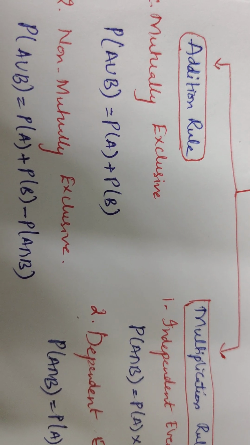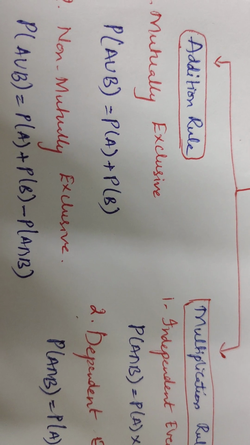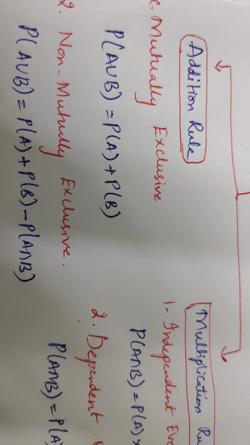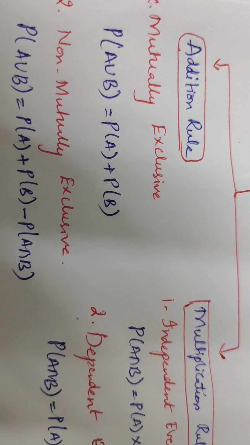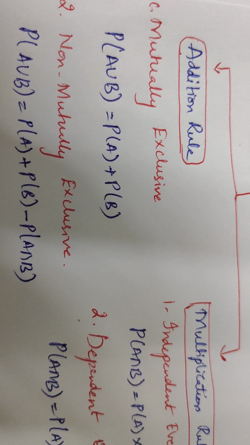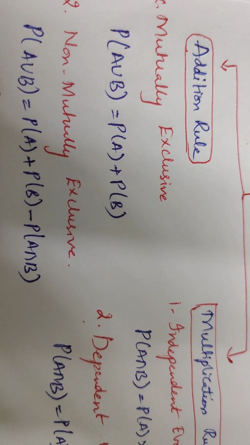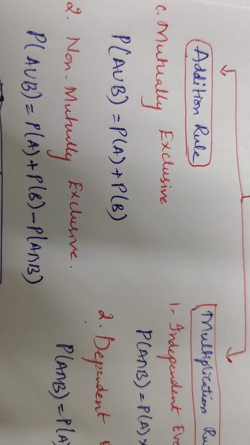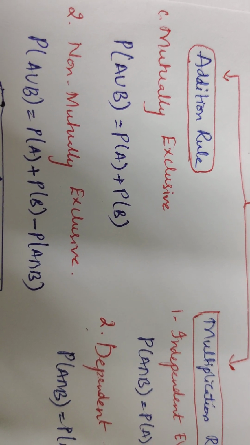For example, when I toss a coin, when the outcome is a head, it is stopping the occurrence of a tail. Yes or no? That means the occurrence of one event is avoiding the occurrence of another event. That is nothing but a mutually exclusive event.